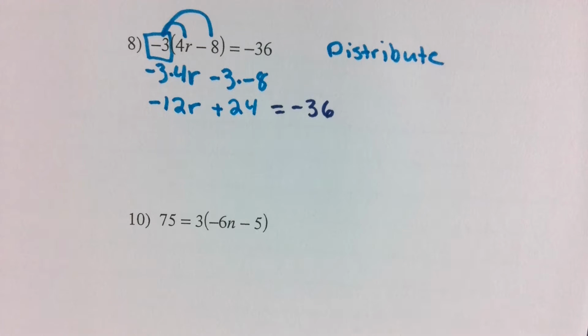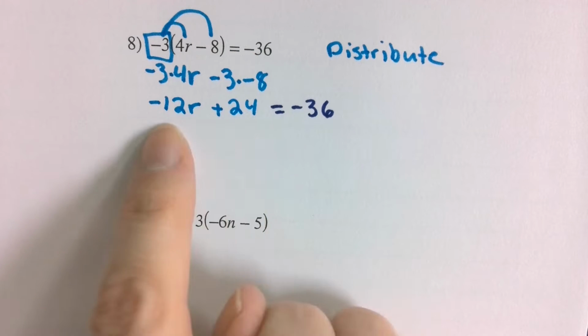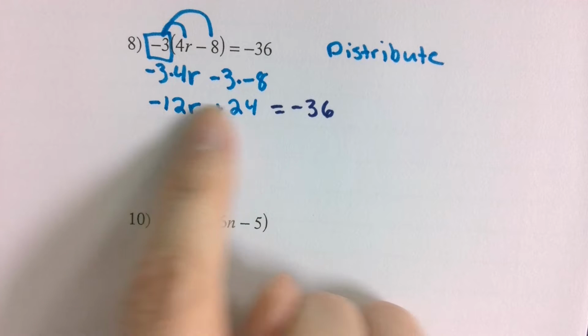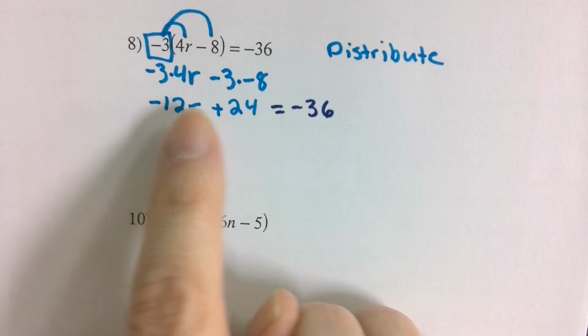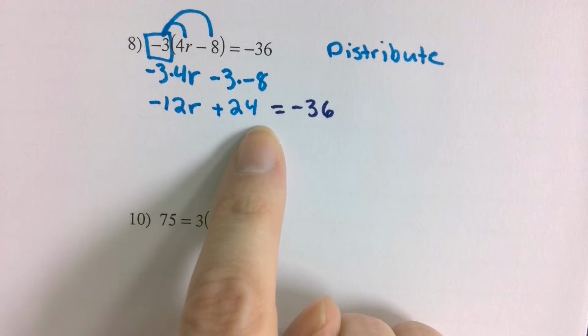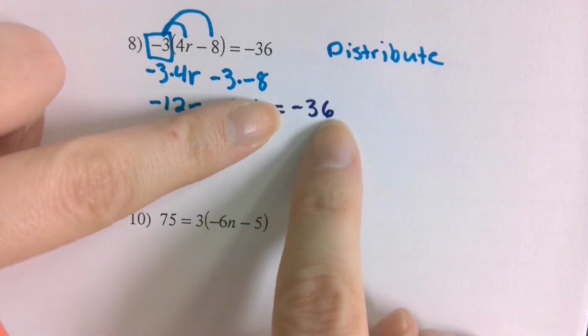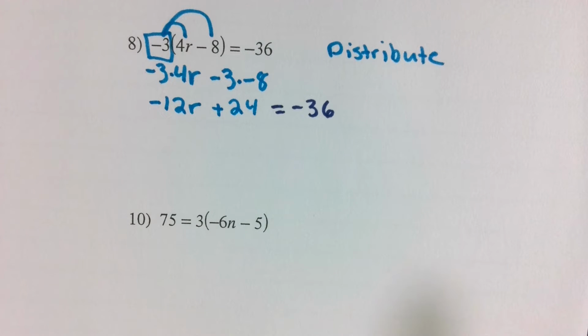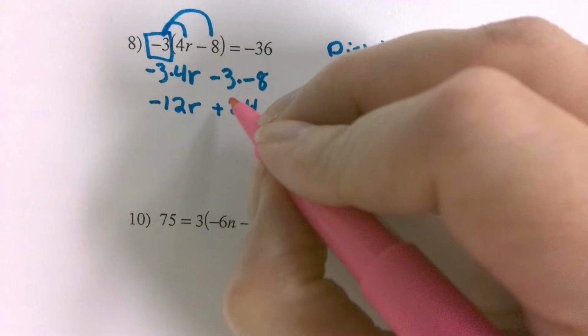The next thing to look for is combining like terms. Can I combine any like terms? No. -12r is not a like term with 24. And on the other side, we just have one single value, -36. So there's no like terms to combine. Then we go on to step 4, because remember we don't have step 3, because we don't have variables on both sides. Step 4, do we have a constant? Yes. What's the constant? 24.